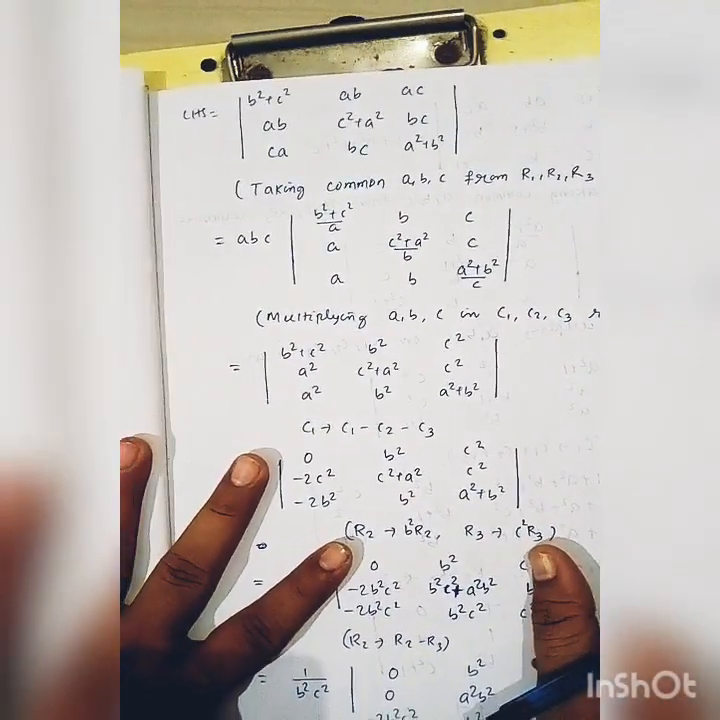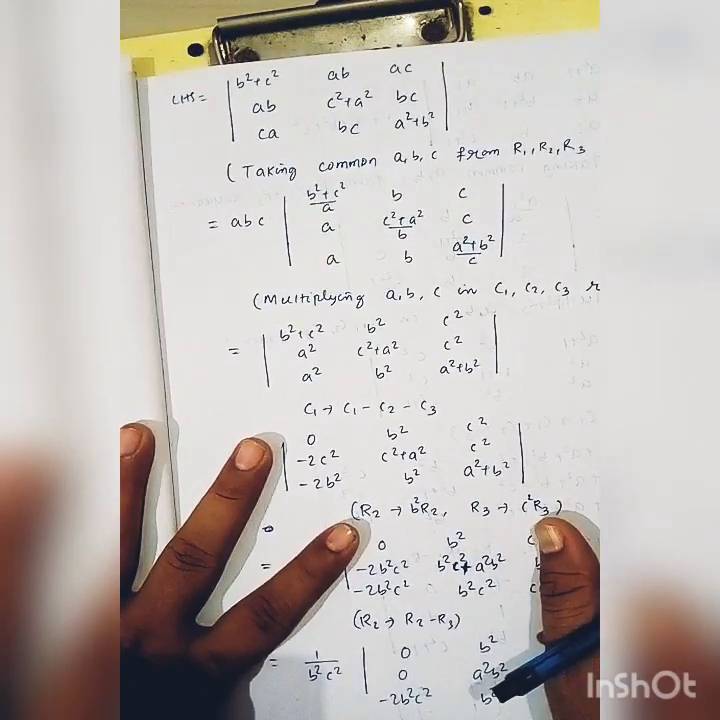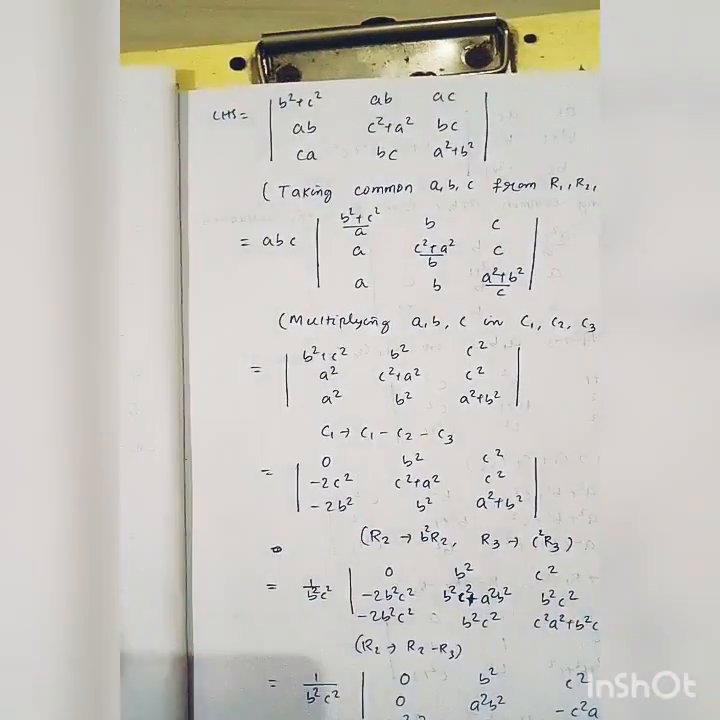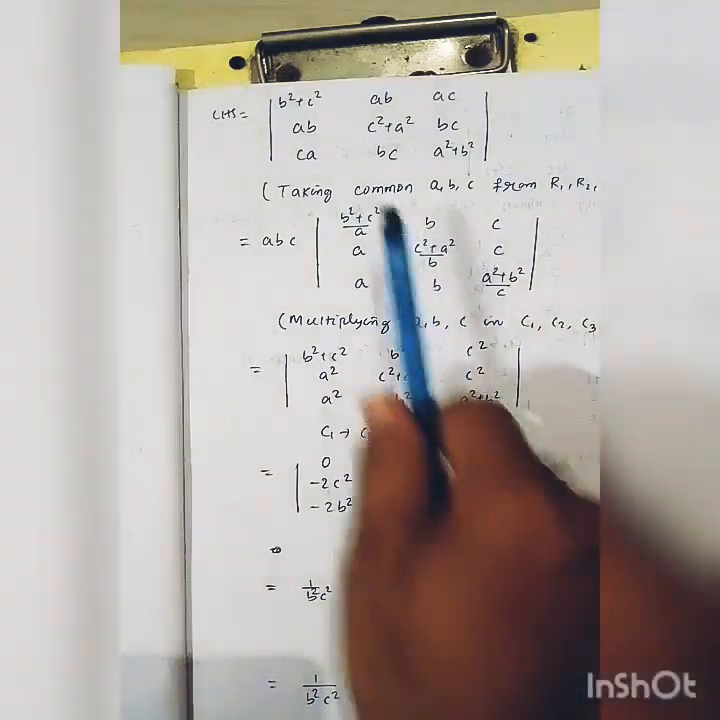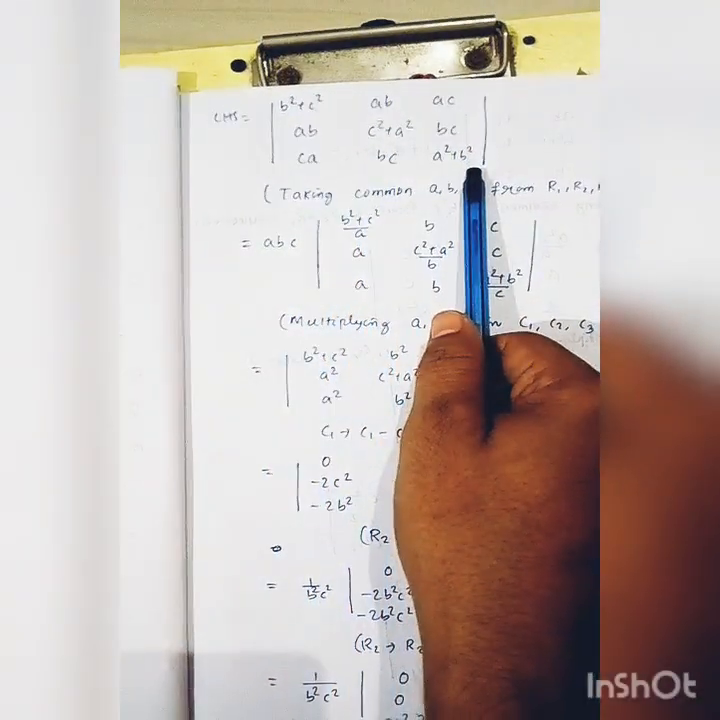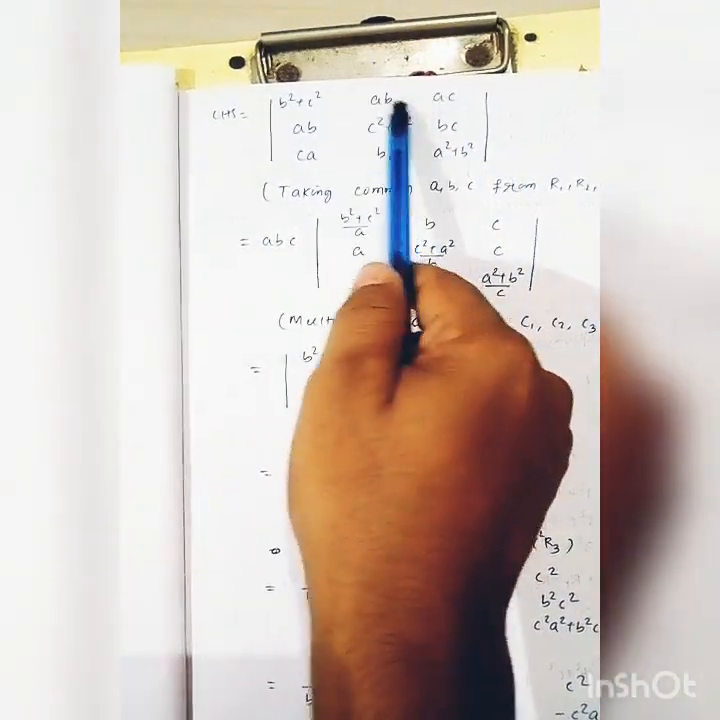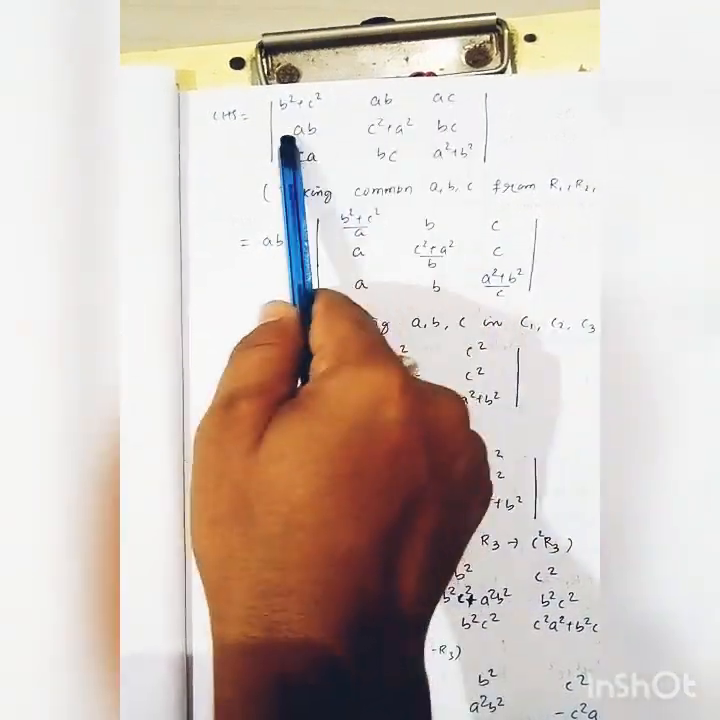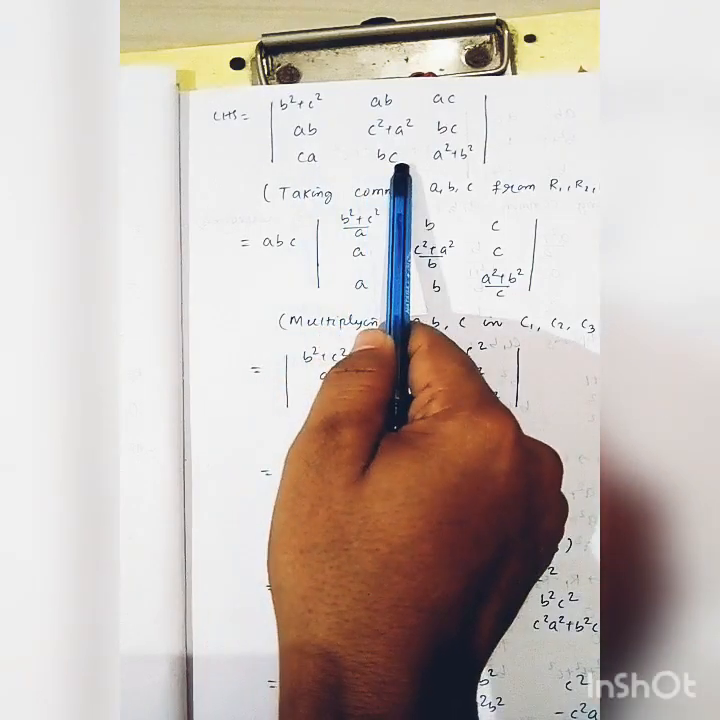Suppose you start from LHS. First observe the question. The first row is b square plus c square, ab, ac. Second row is ab, c square plus a square, bc. Third row is ca, bc, a square plus b square. If we observe, in the first row ab, ac, second row ab, bc, third row ca, bc.